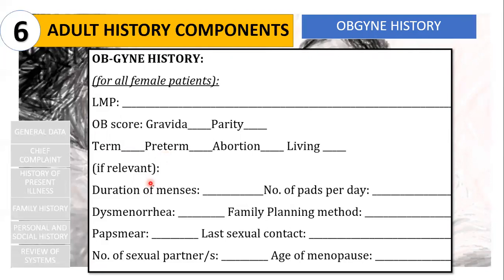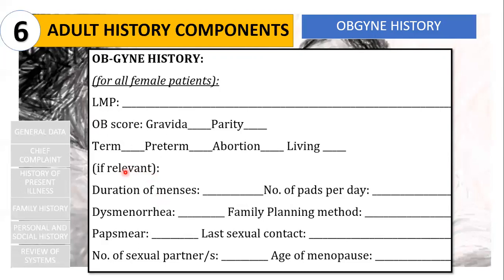As for menstrual history, remember the mnemonic MIDAS, which stands for menarche, the age the patient started menstruating, interval, duration, amount, and associated symptoms like dysmenorrhea. So for menstrual history, the mnemonic is MIDAS. Don't forget that.